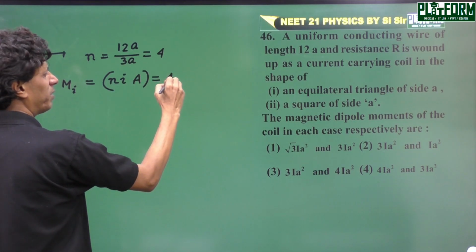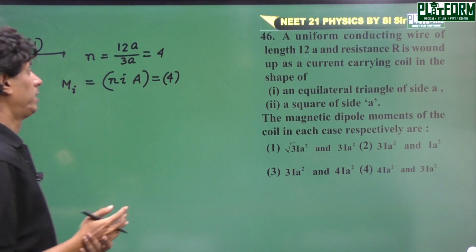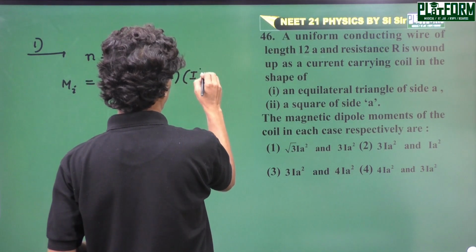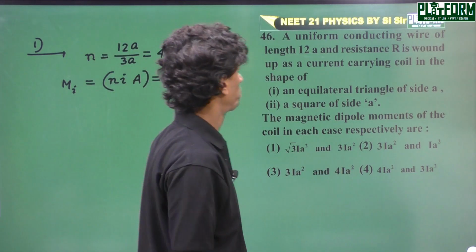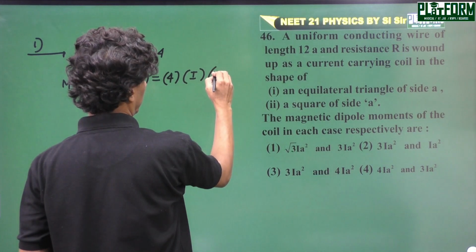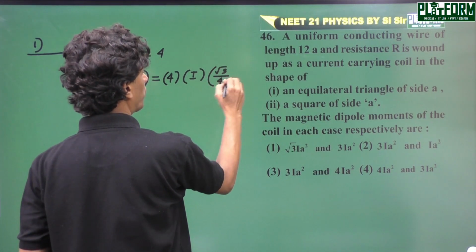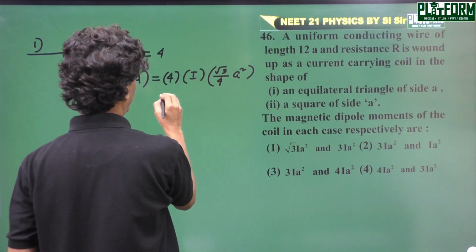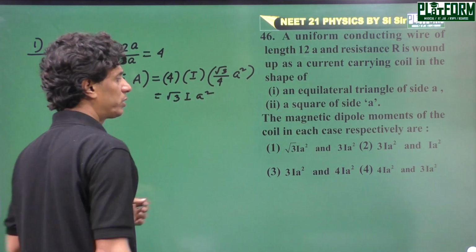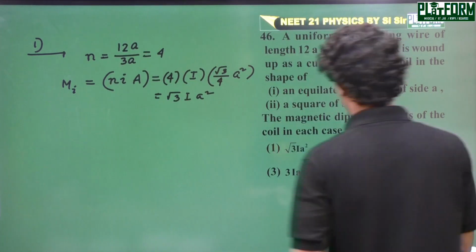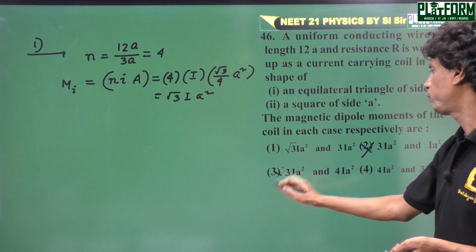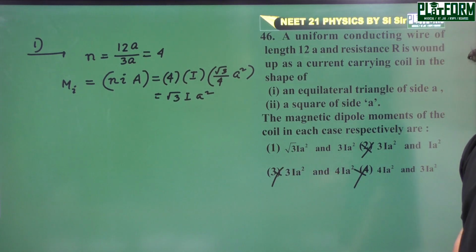The number of turns in the problem is 4, and the current given in this problem is capital I, as per the option given. The area of the equilateral triangle is equal to root 3 by 4 a square, and finally it is root 3 I into a square. So I think options 2, 3, 4 are not correct.